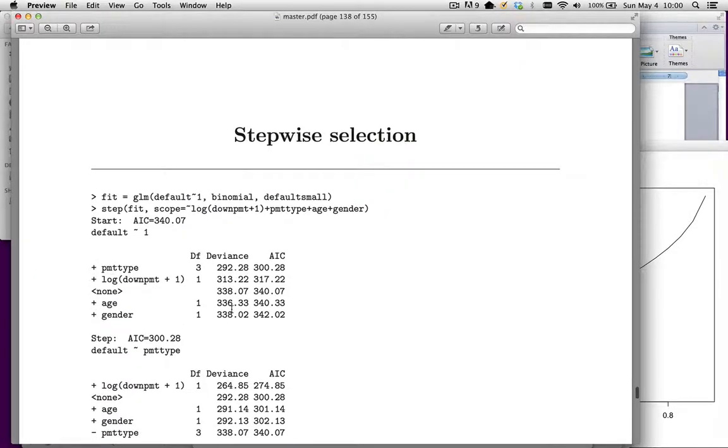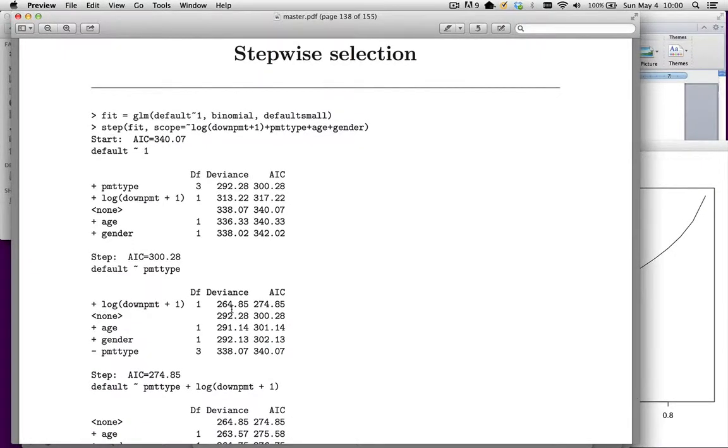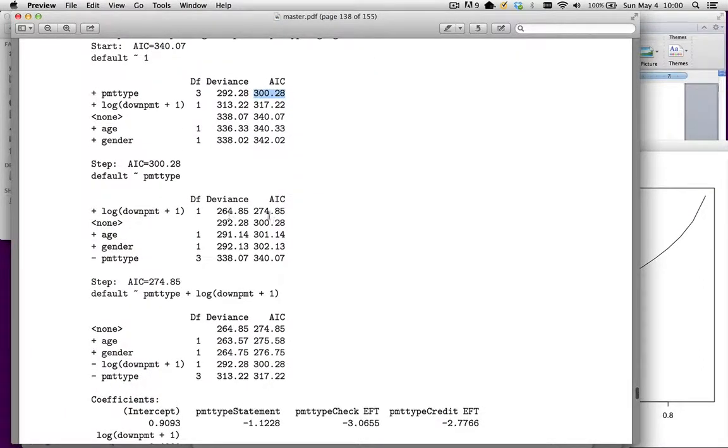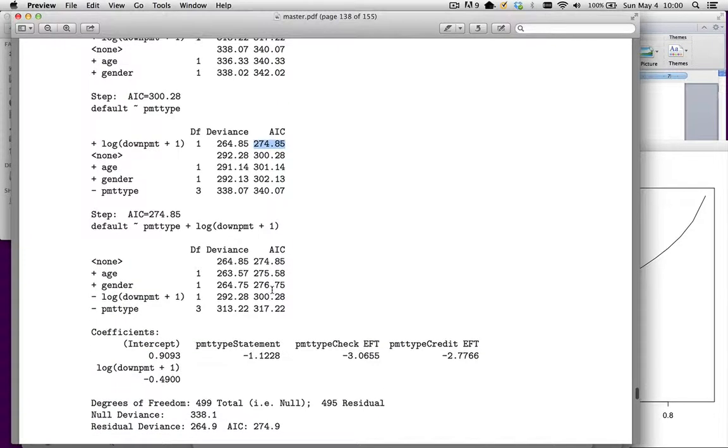Let's look at another one. In this case, we're going to do a forward selection. Remember, to do forward selection, we start out with the intercept only, and then we add. Here are the variables that should be considered. I like to call these the candidate variables. The first thing in is payment type. AIC goes from 340 down to 300, so that's a good move. The next thing in is down payment. Another good move, it goes down to 274, and here it says I can't add anything else, and so the algorithm would stop.